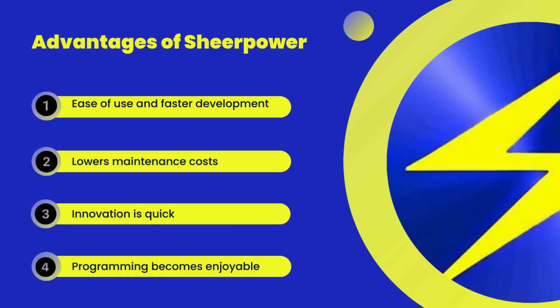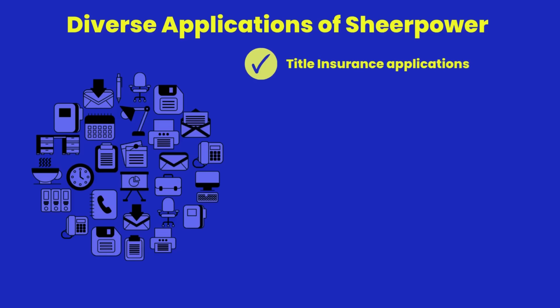Sheerpower makes programming not just productive, but enjoyable. By simplifying the workflow and reducing the time spent on tedious tasks, it allows developers to focus on what they do best, creating innovative solutions. This positive experience fosters a more engaging and fulfilling development process. In the realm of title insurance, Sheerpower streamlines the management of vast amounts of paperwork and ensures accurate record-keeping, significantly reducing manual errors and enhancing compliance with regulatory standards.